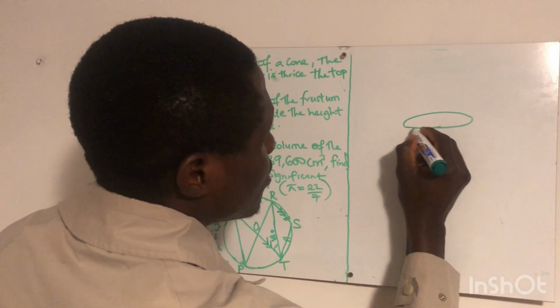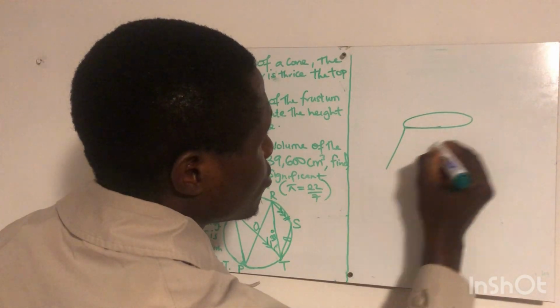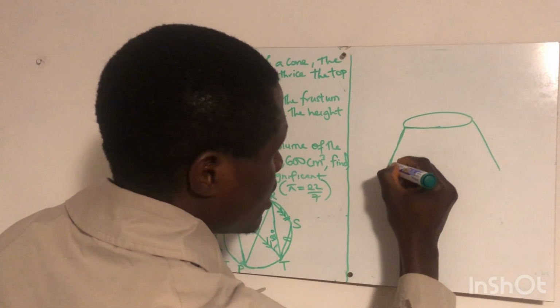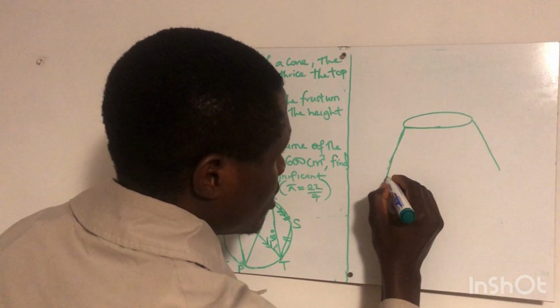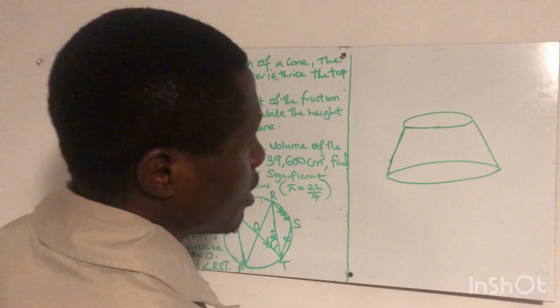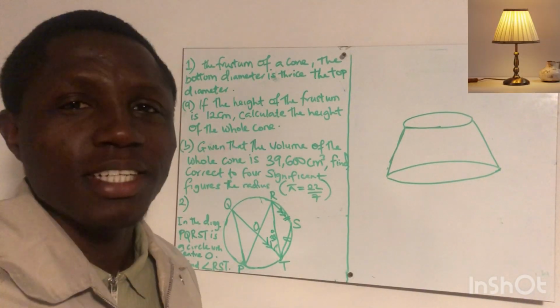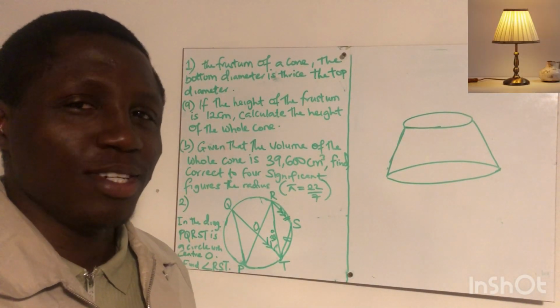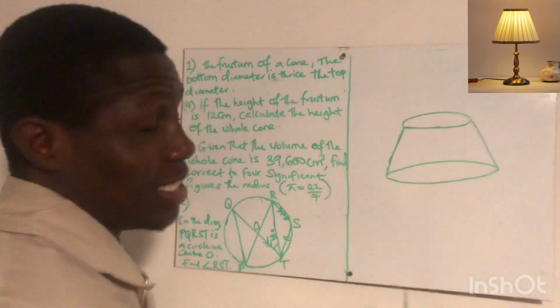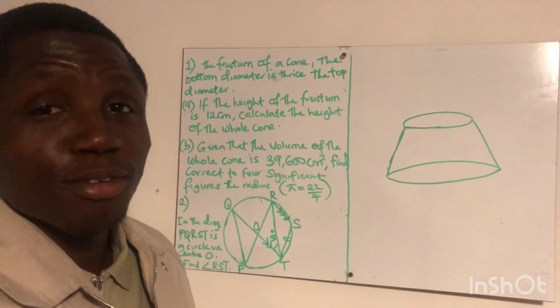It looks like a lamp, when you look at a bed lamp or table lamp. So we have the bigger diameter here. Imagine the table lamp in your bedroom. You will see something like this, and then it has a stand underneath. So this is how a frustum looks like.